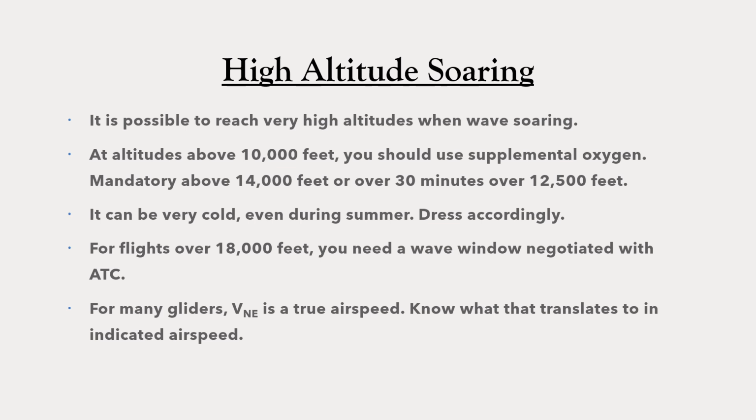Every glider has a maximum speed, called VNE, never exceed speed. Sometimes VNE is expressed as an indicated airspeed. Sometimes VNE is expressed as a true airspeed. So if you have a VNE expressed as a true airspeed in your glider, then you need to know what indicated airspeed would correspond to that true airspeed at different altitudes, because usually the indicated airspeed will be quite a bit less than that.